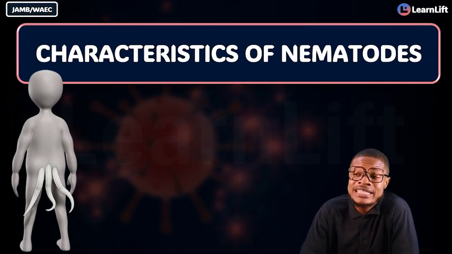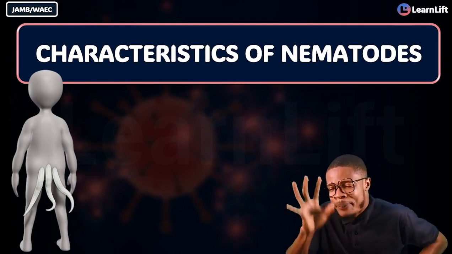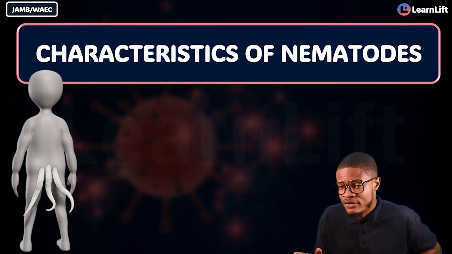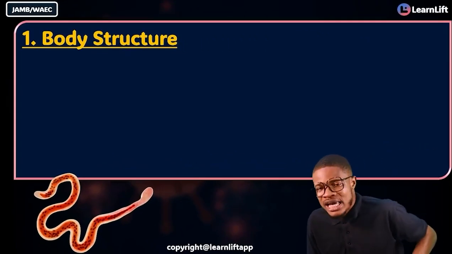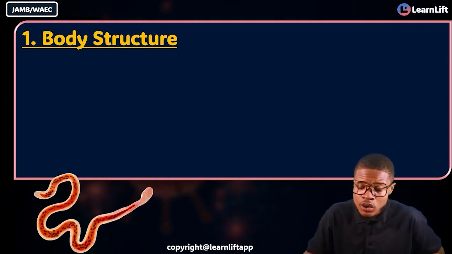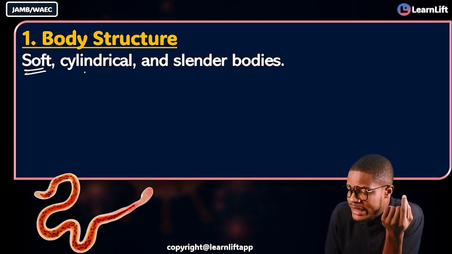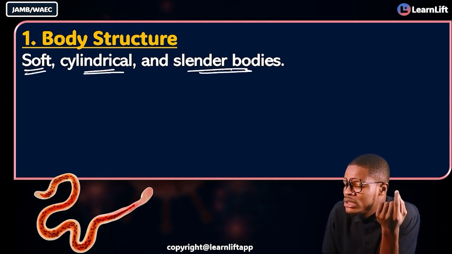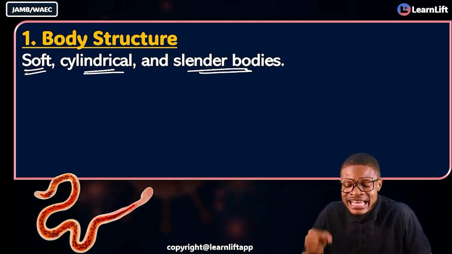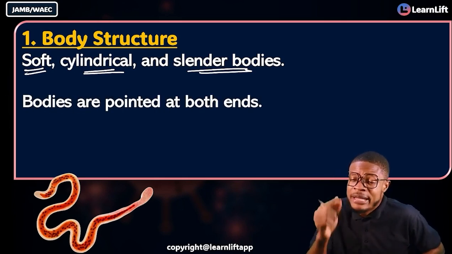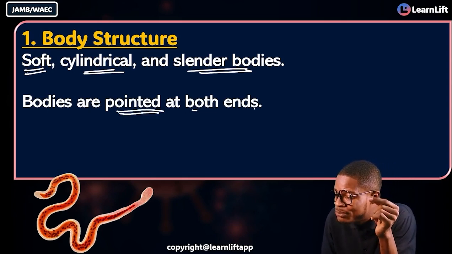Enjoy. So when you see a nematode, what should you look out for? I'll give you 5 powerful characteristics of nematodes. Number 1 is their body structure. What is it about their body structure that makes them nematodes? Under body structure, they are soft, cylindrical, and they have slender bodies. So they are not huge. They are soft, they are cylindrical, and they have a slender body.